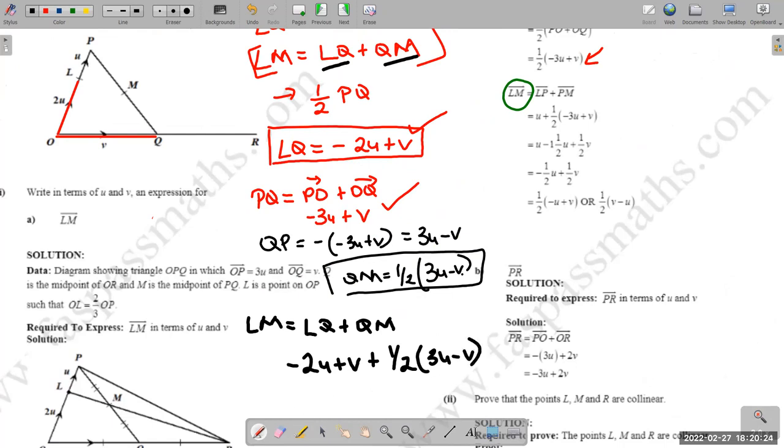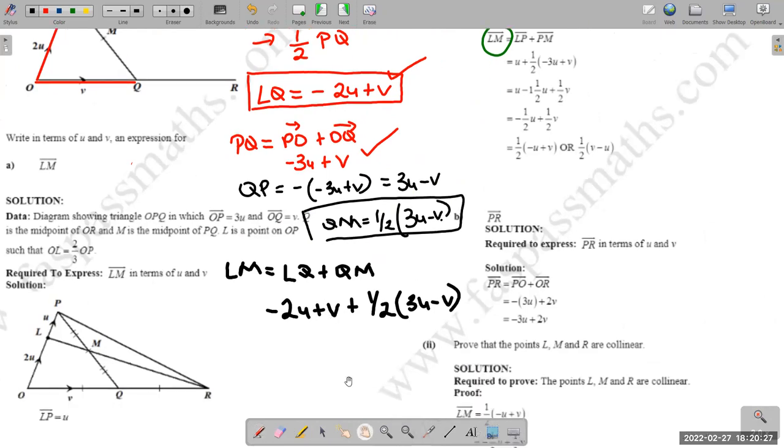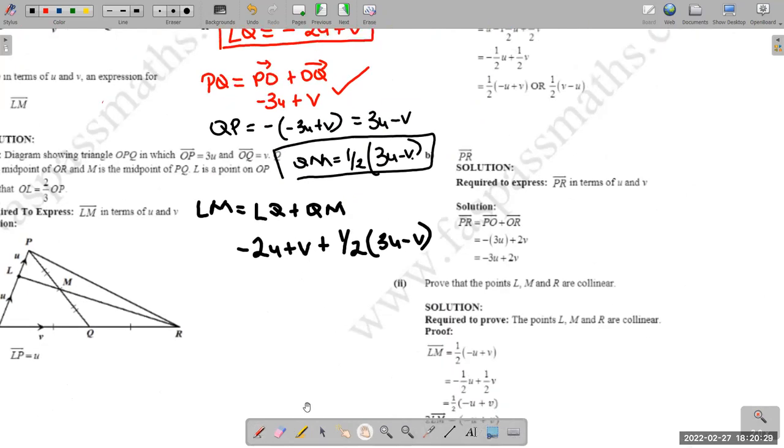So let's work it out, guys. Remember telling us something about the fractions. So guess what we're gonna do? What is the rule about algebra? You have to group all the like terms in it.